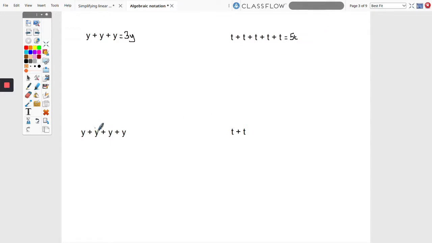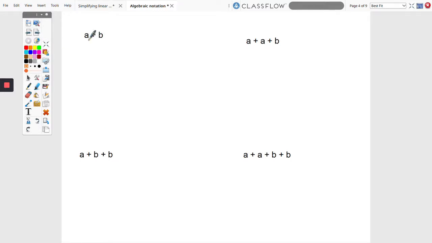I have y add y add y add y. I've got 1, 2, 3, 4 y's. So that will be 4y. And a nice simple one to finish with, I've got t plus t. I've got 1, 2 t's. So that will give me 2t.